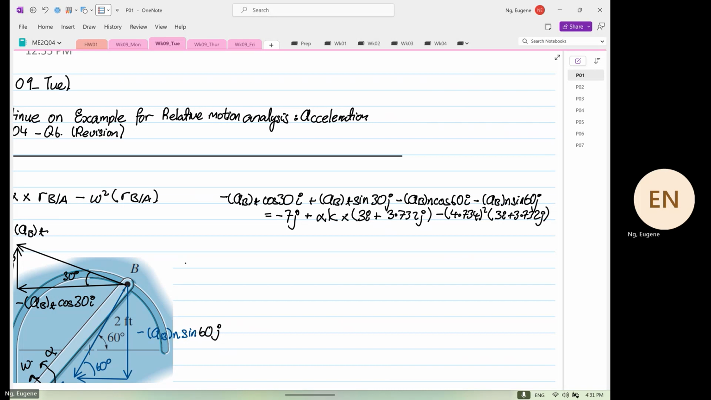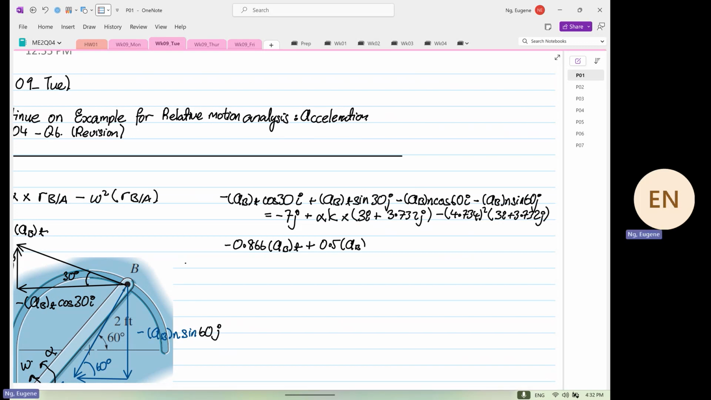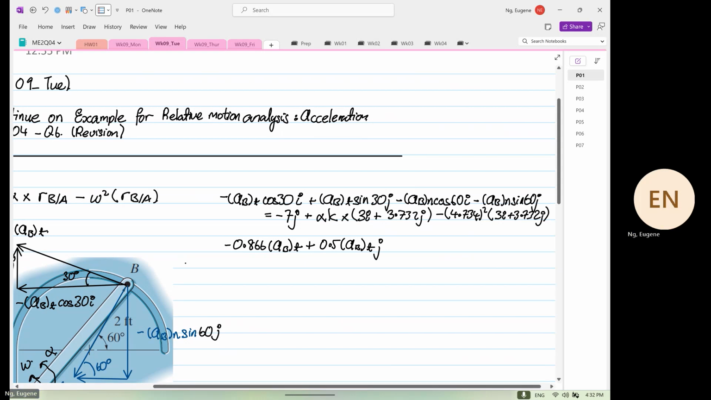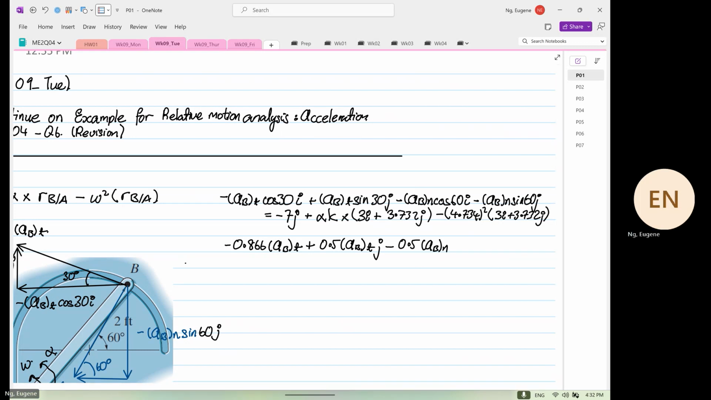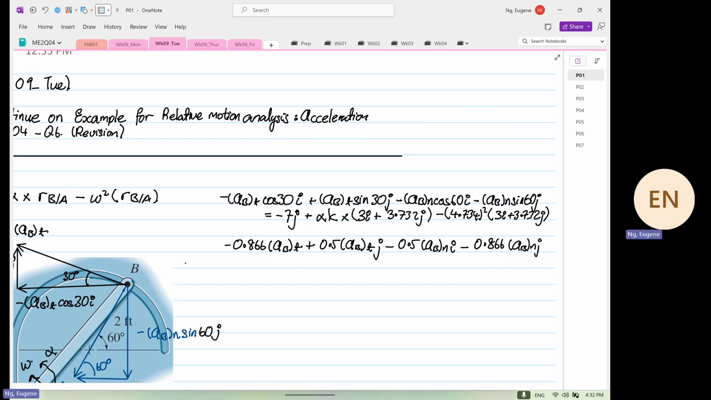So this is cos 30, 0.866, so minus 0.866 ABT plus 0.5 acceleration at point B in the tangential direction J. And then minus cos 60, 0.5 AB in the I direction, and then minus sine 60, which is 0.866 AB in the J direction, and this whole thing is equal to minus 7J.